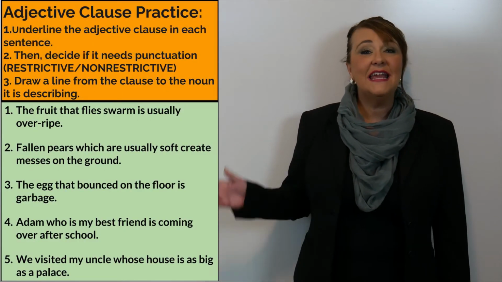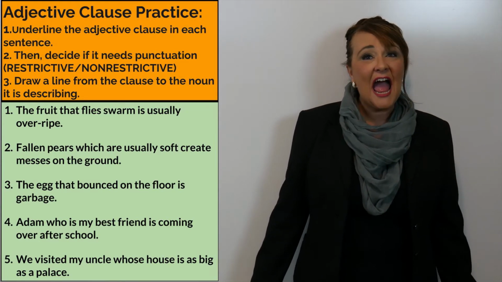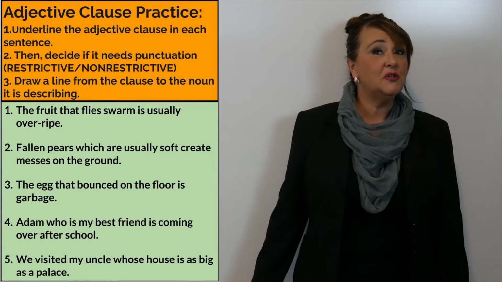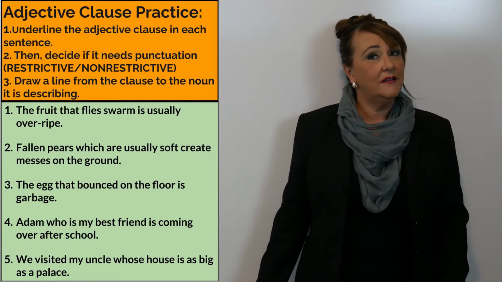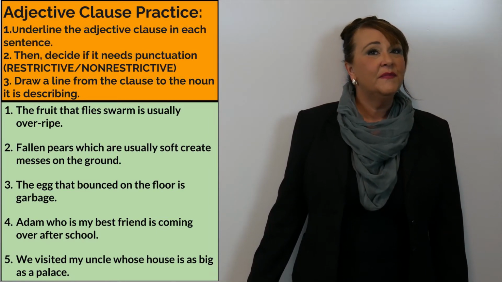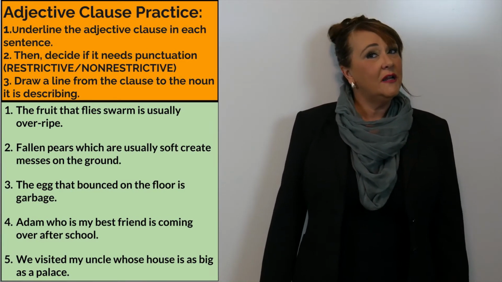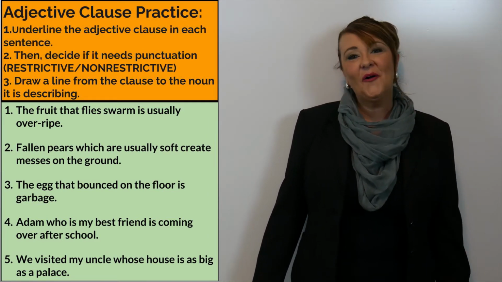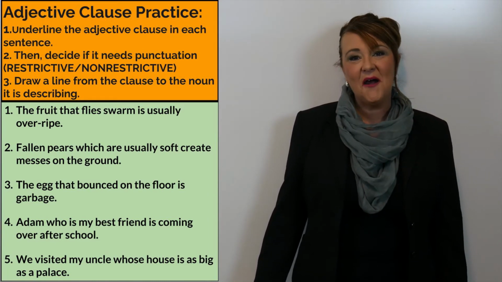On your screen, again, you see 5 sentences. Now I want you to underline the adjective clause in each of the sentences. Then decide if it needs punctuation. Then draw a line from the clause to the noun or the pronoun that it describes. There are 3 steps in this activity. Pause your video while you complete the activity, then turn the video back on and I'll go over the answers with you. Go ahead and pause your video now.